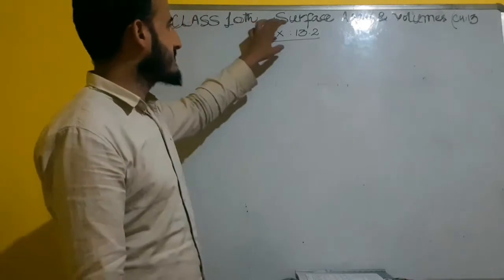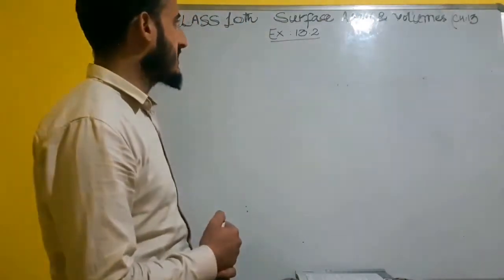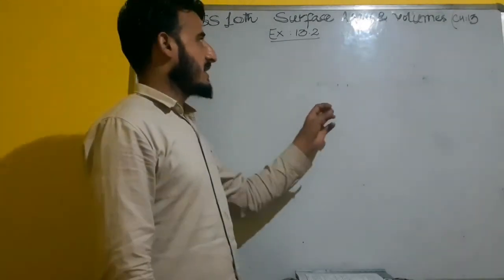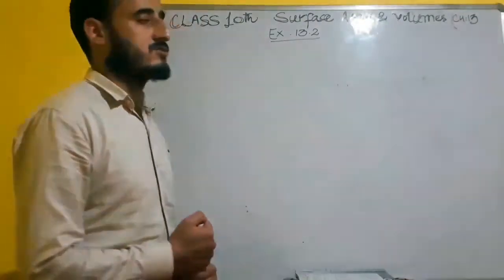This exercise is based on the volumes. The previous exercise was based on surface areas of different solid objects, and in this exercise we are going to find the volume of the different combined solid objects.